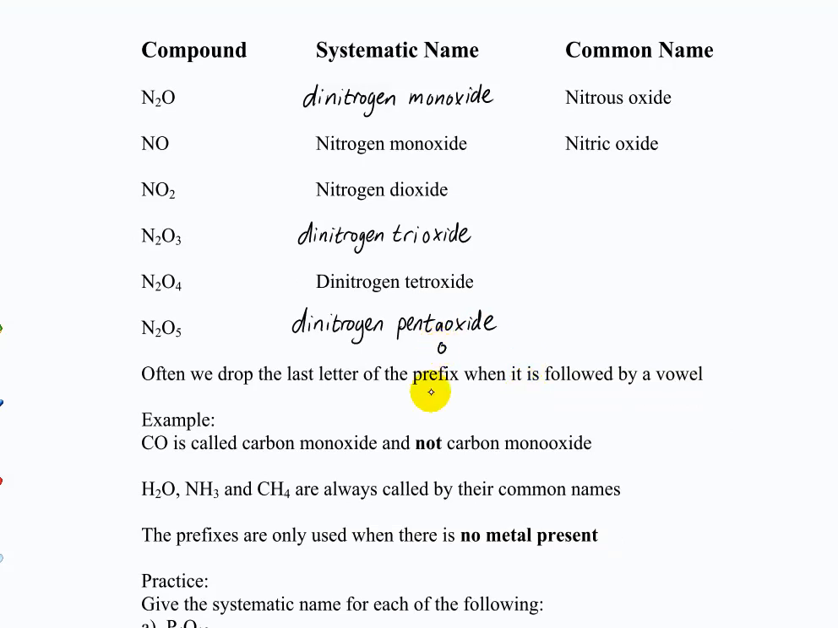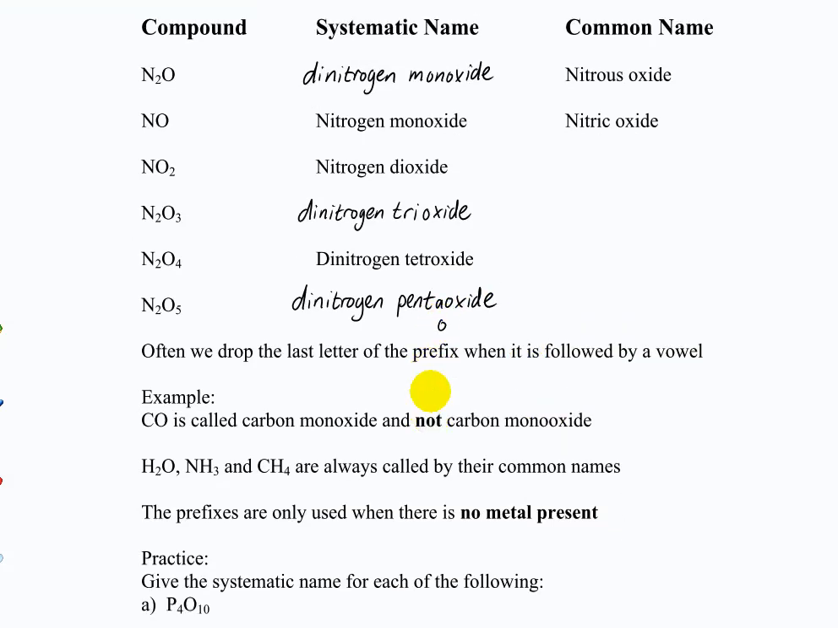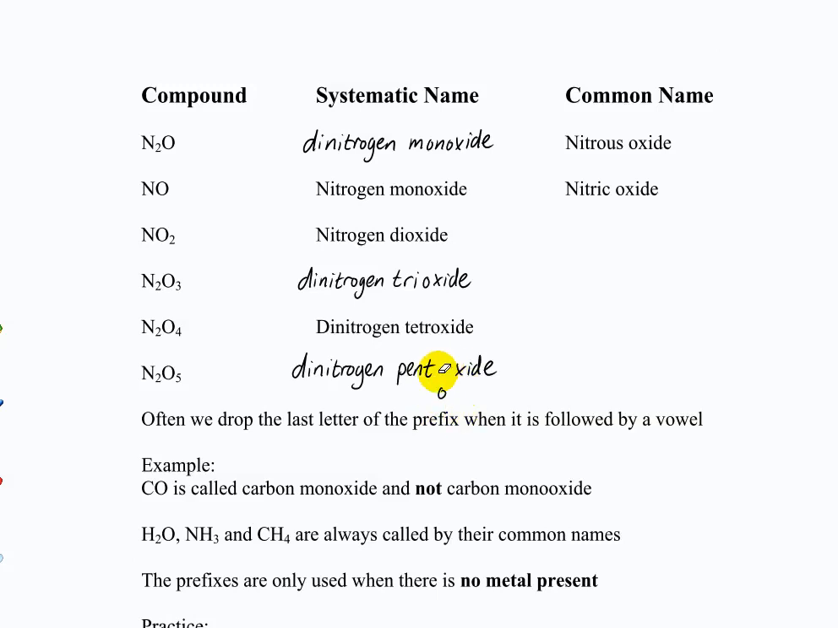Might just be pentoxide, I'm not sure. It doesn't really matter. Pentoxide? All right, we'll keep it that. And then these have some common names like nitrous oxide, nitric oxide. It's probably worth your while to know what those are, but the important thing is to be able to name these things systematically.